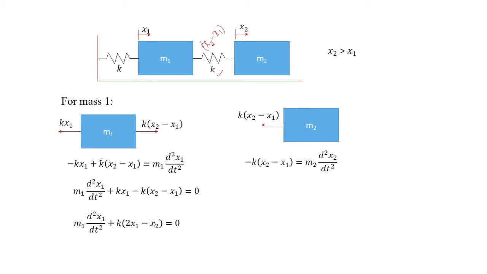So you will get the force which is in the left hand direction, which is equal to minus k into x2 minus x1, which is equal to m2 into d square x2 by dt square. Now we'll bring this term to the right hand side. So you will have m2 into d square x2 by dt square plus k into x2 minus x1 is equal to 0. So this is the force balance analysis for mass m2.